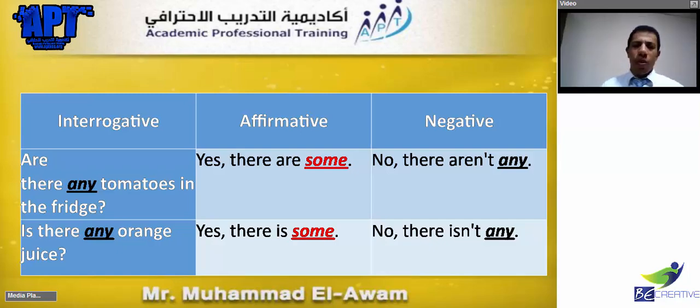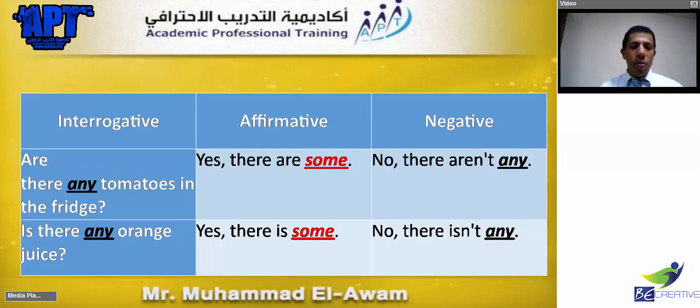No, there aren't any. There are not any tomatoes. Or no, there is not any orange juice. So what does this mean? This means that, as you all understand right now, some and any can be used with both singular and plural, countable and non-countable.